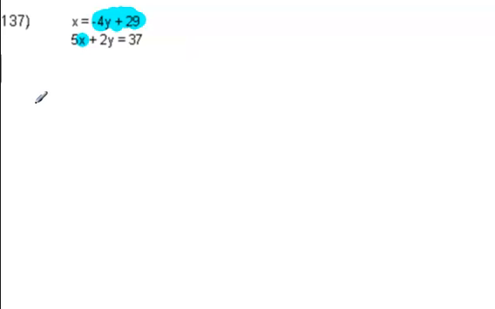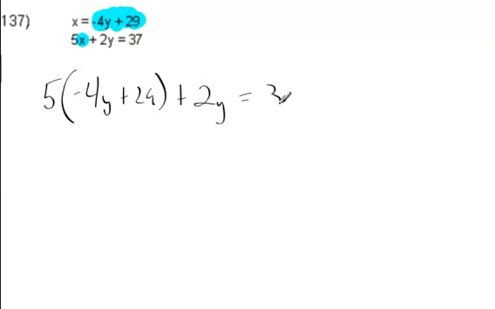So what is my new equation going to look like? 5 and the parentheses, negative 4y plus 29, plus 2y, equals 37. Good. All right, let's do the distributive property.